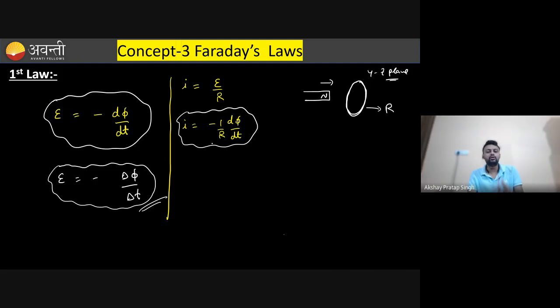If you know the EMF, you can calculate the current. And how do you calculate the EMF? By finding the rate of change of flux. I am putting this minus sign here, but there is no need to put this minus sign while calculating, because we will find another way to find the direction of the current. And that is known as Lenz law.